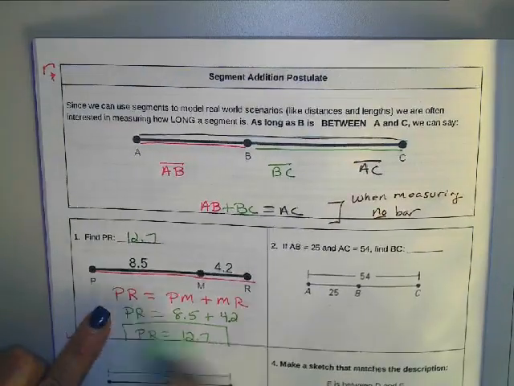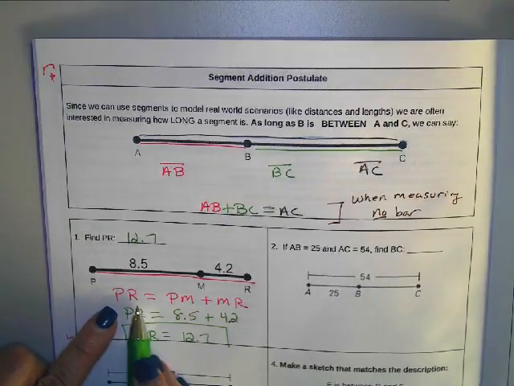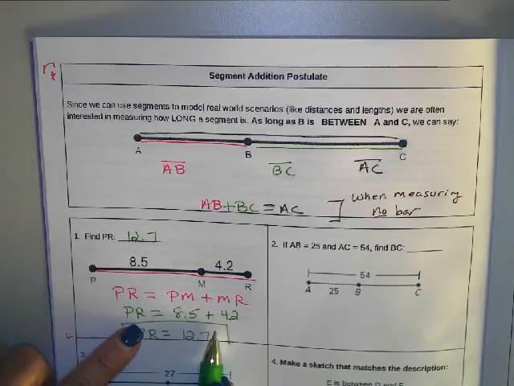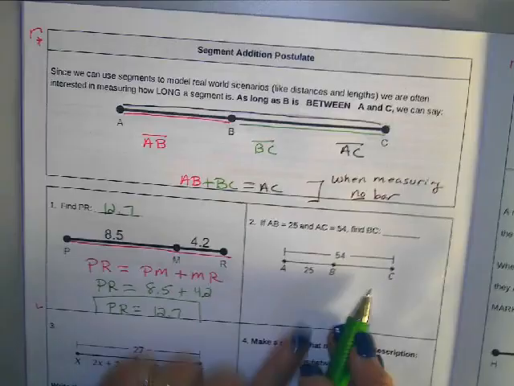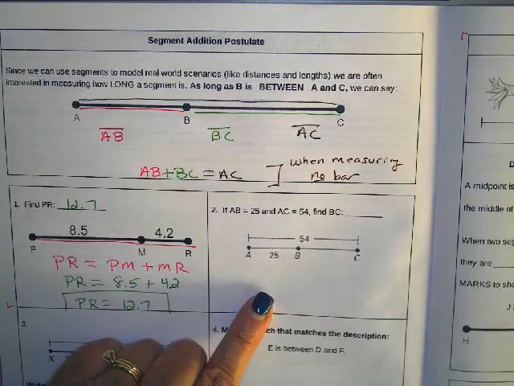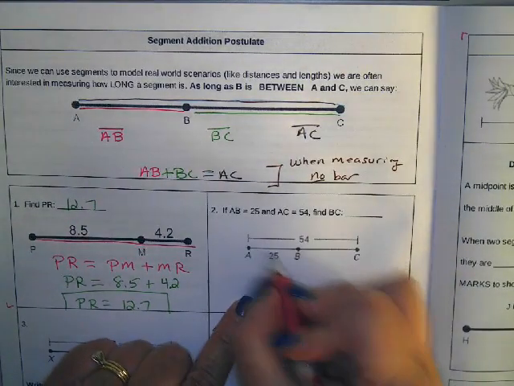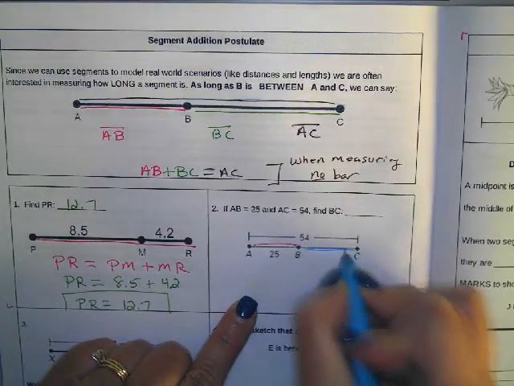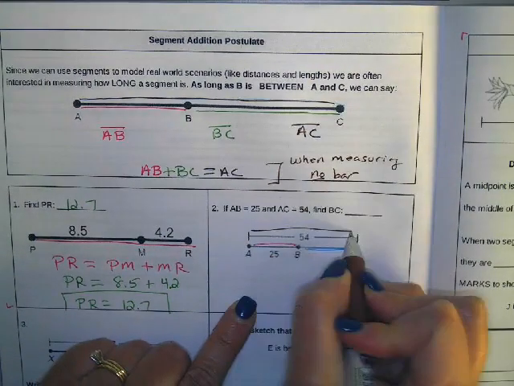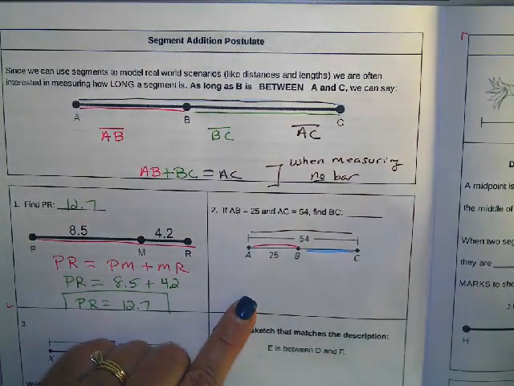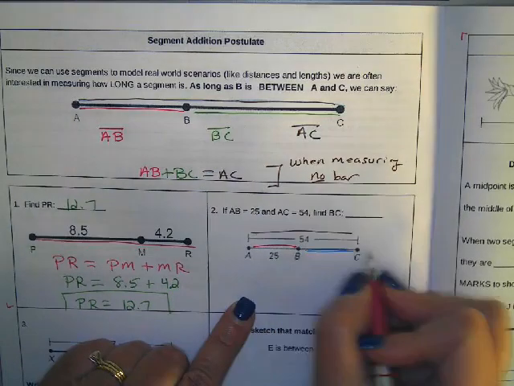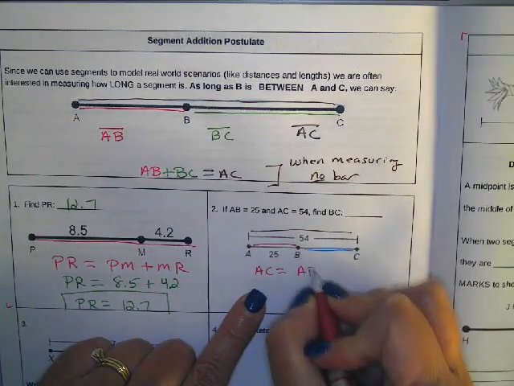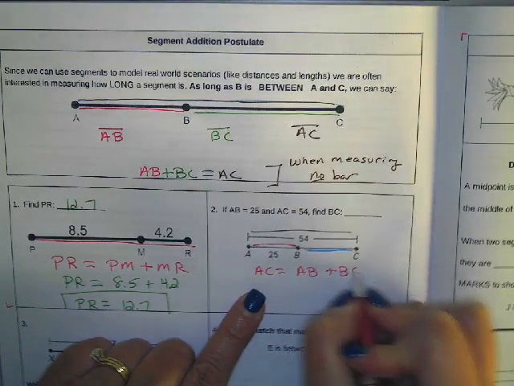We would like you to write the words or to write the equation using the letters first and then replace them with numbers. And this is a good example why. If we look at number 2, there's three segments: segment AB, segment BC and segment AC. So we know, if we start again, the whole segment, AC, equals AB plus BC.